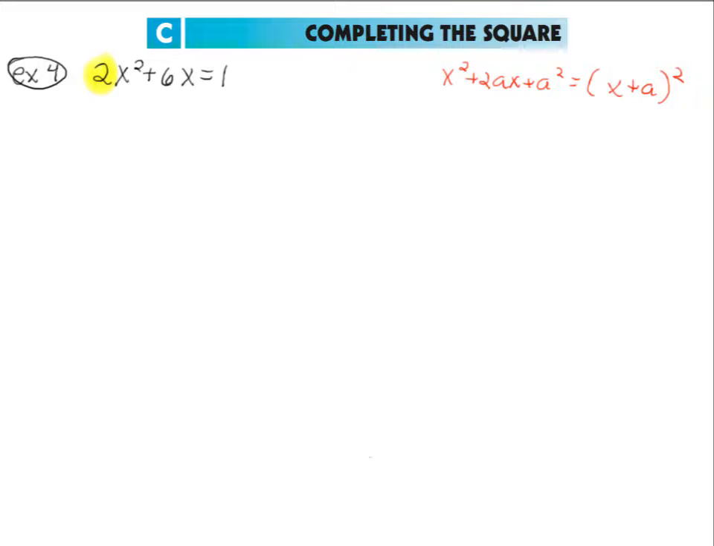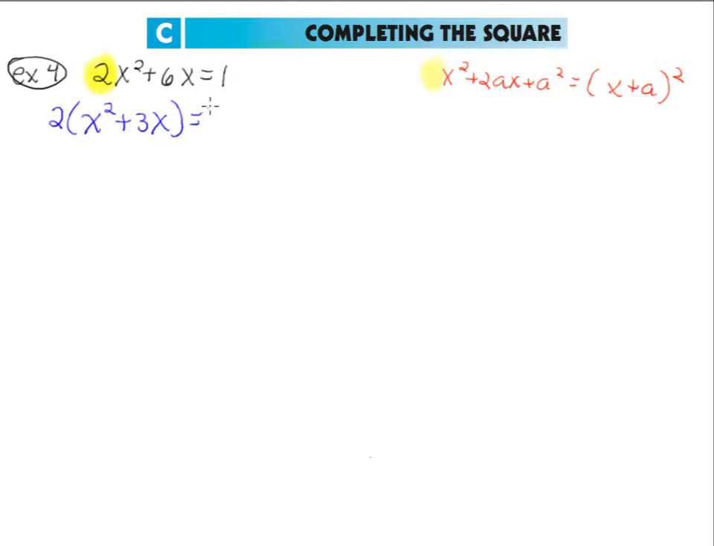And I need to rewrite 2x squared plus 6x so it fits that perfect square factorization formula. But notice that formula has the x squared by itself. It has no number in front of it. It has a coefficient of 1. So that means I need to get rid of this 2 in front of my x squared. It's really easy. You just factor it out. So I'm going to factor out the 2. So I'm going to rewrite this as 2 times parentheses x squared plus 3x close parentheses equals 1.